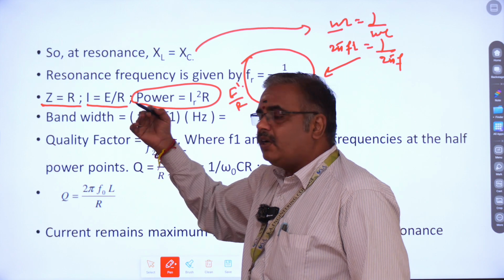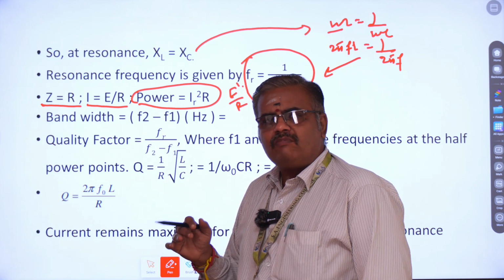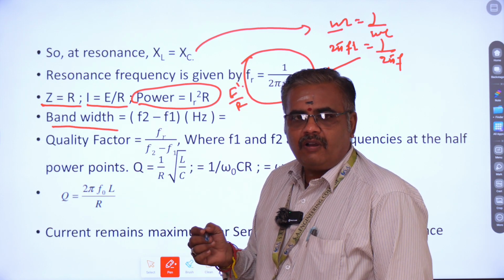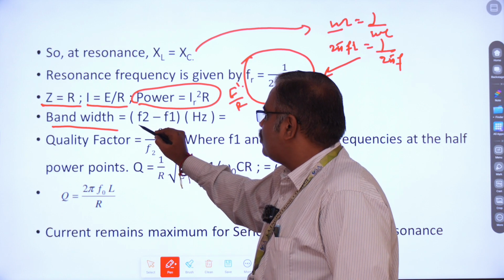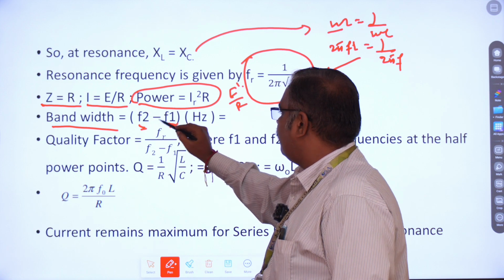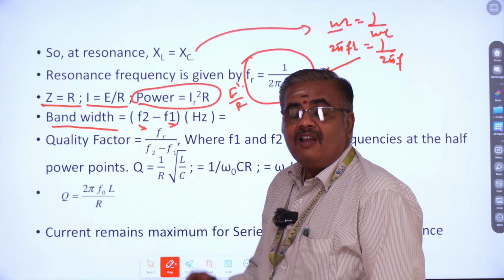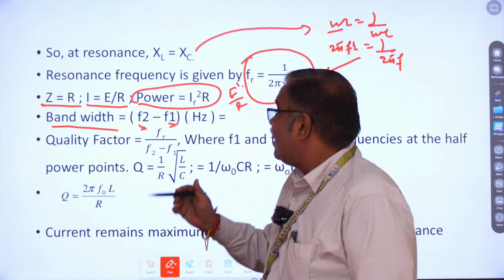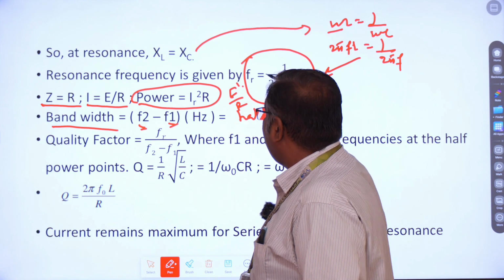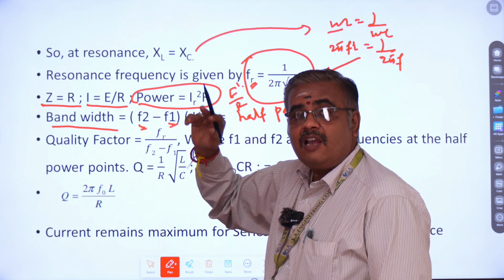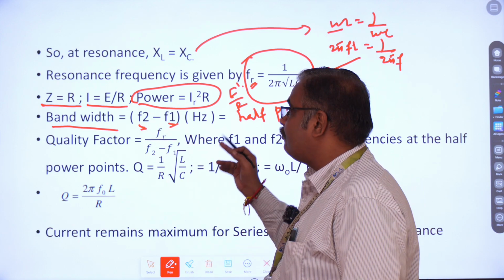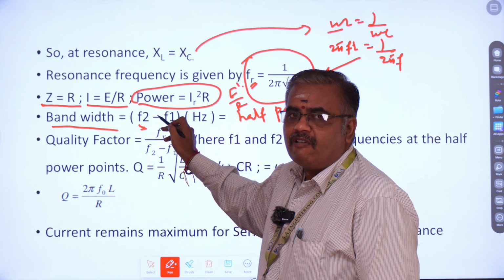Next, another parameter which can be inferred from this resonance condition is bandwidth. Bandwidth is nothing but the difference between the upper cutoff and the lower cutoff frequency, where F2 is the upper cutoff and F1 is the lower cutoff frequency. These cutoff frequencies F2 and F1 fetch us the power called half power. So FR or F0, the resonant frequency, fetches the maximum power, and F1 and F2 fetch half the maximum power. Therefore we can call F2 and F1 the half power frequencies too.